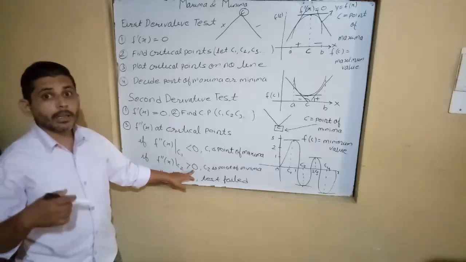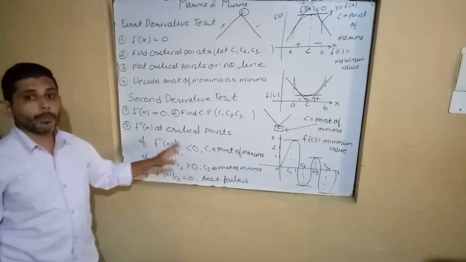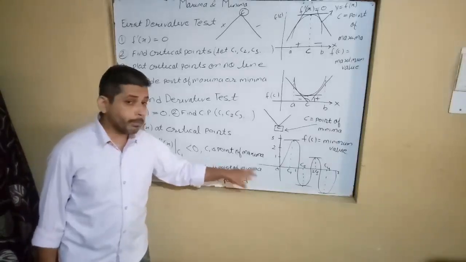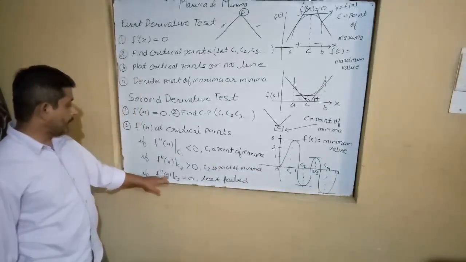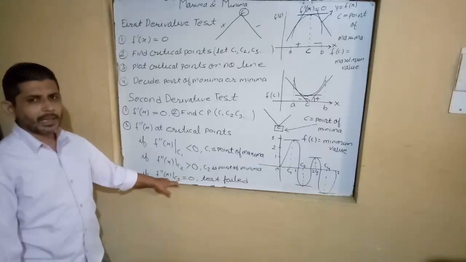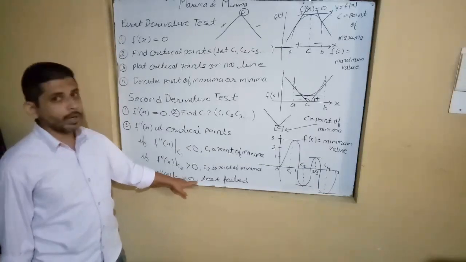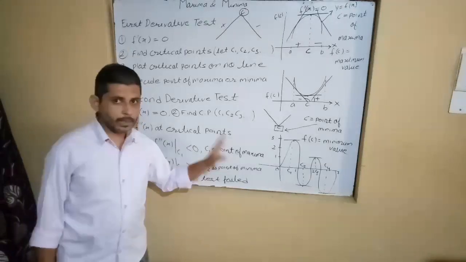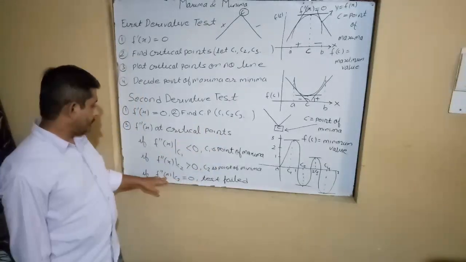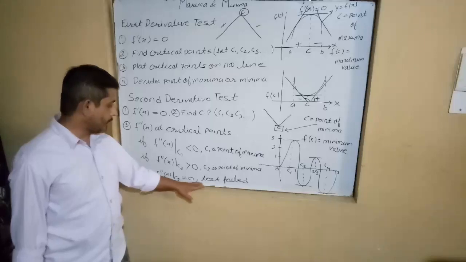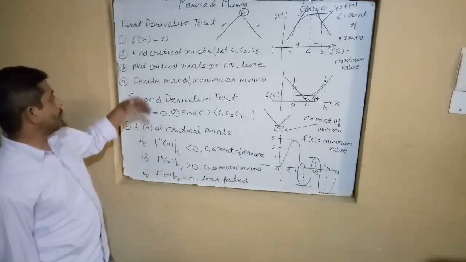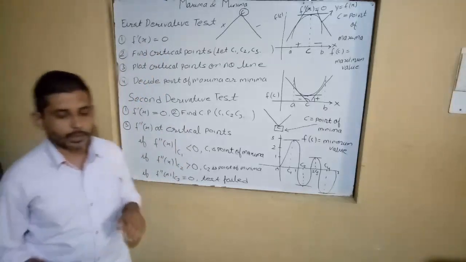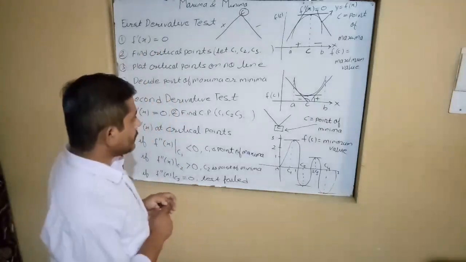And if f double dash x at a point C2 is greater than 0, it means the value will come in positive form, so we can say C2 is point of minima. And if f double dash x at any point C3 is equal to 0, so we can say the test failed. Then if this condition comes, we should follow the first derivative test. So where do we go back? The first derivative test.